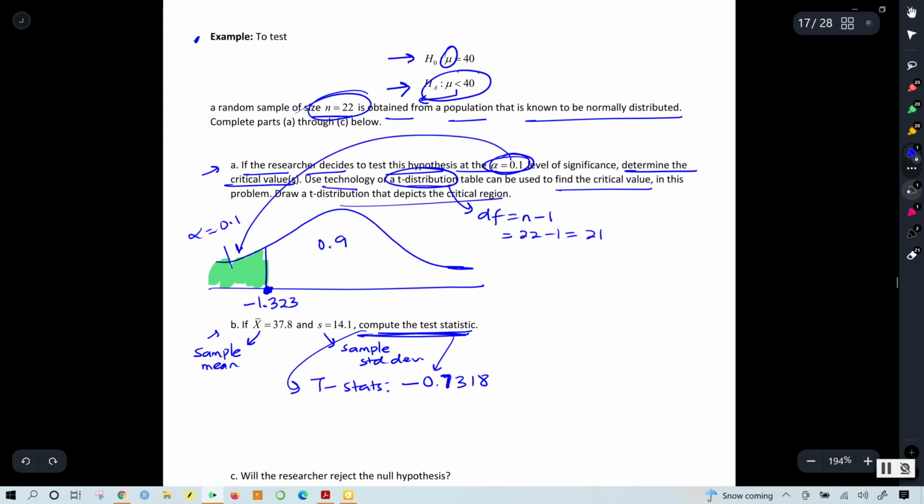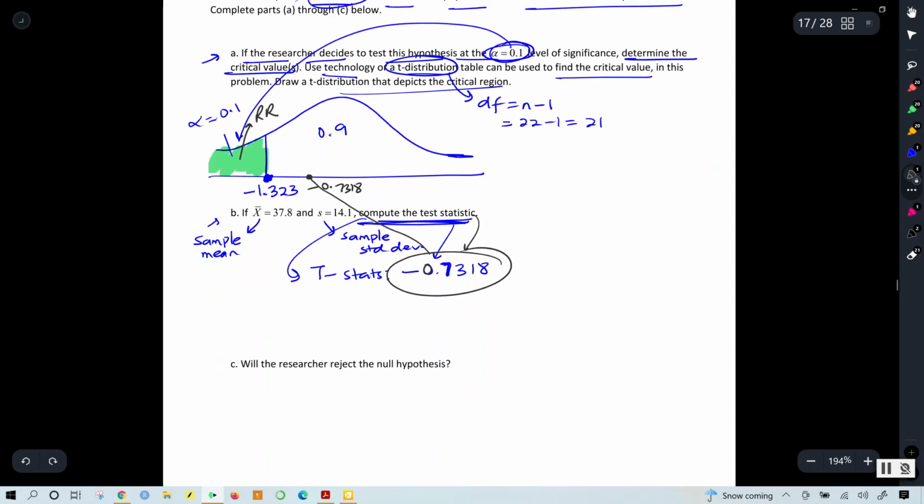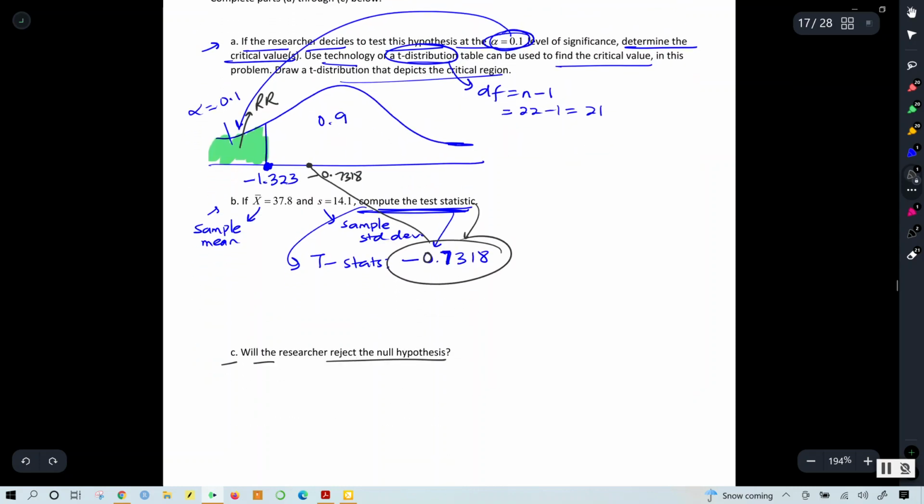So at this point, now that we have the test statistic, we need to figure out where this lies. Is it in the shaded rejection region? What do you think? This is negative 0.7. This should come before. So which means it does not fall in the rejection region. So will the researcher reject the null hypothesis? Well, since your test statistic does not fall in the rejection region, we will not reject the null hypothesis. In other words, the researcher will not reject the null hypothesis. So the answer to this question is no.